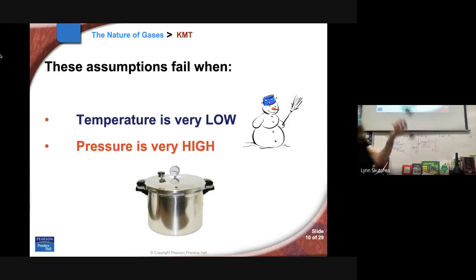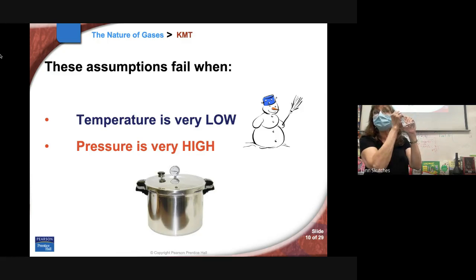So is this bottle empty? No, it's full of gas. It's not full of water, but it's full of gas. If I close this, I can still squeeze it. Why? The container is flexible, but also gases can compress, right? You've all squeezed a balloon before, you know what I'm talking about.